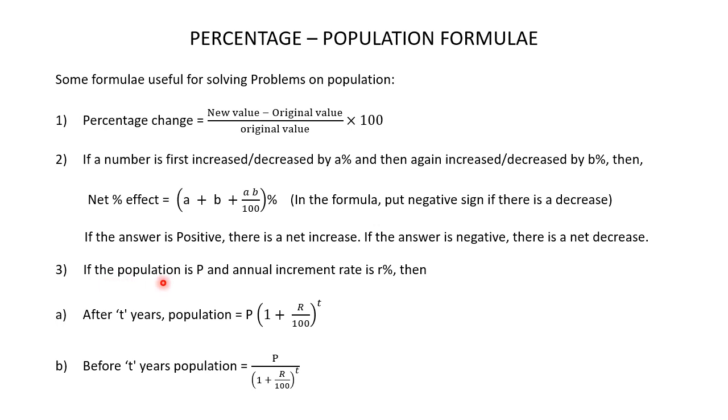Now, if the population is P and annual increment rate is R%, then to find out the population after T years, use the formula P multiplied by 1 plus R upon 100 the whole raised to the power T. Now to find the population before T years, use the formula P divided by 1 plus R upon 100 the whole raised to the power T. Memorize all these formulae because they'll make solving the problems on population easier.